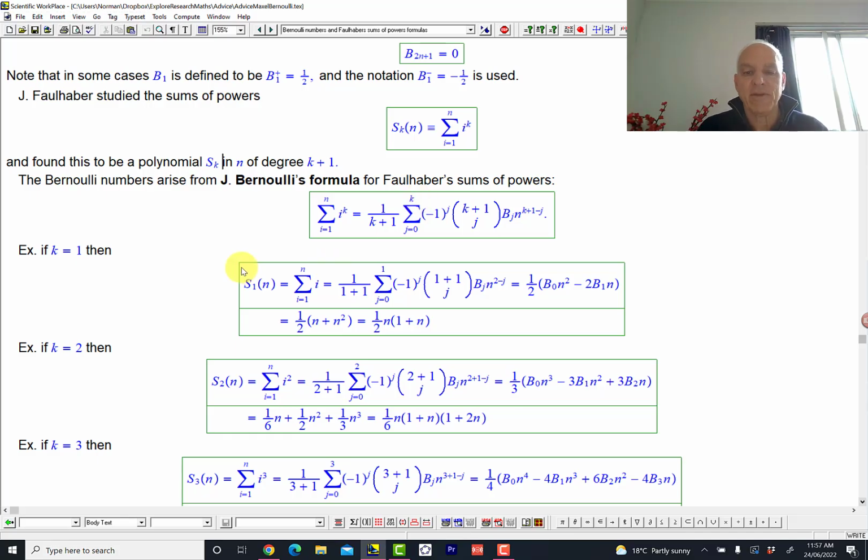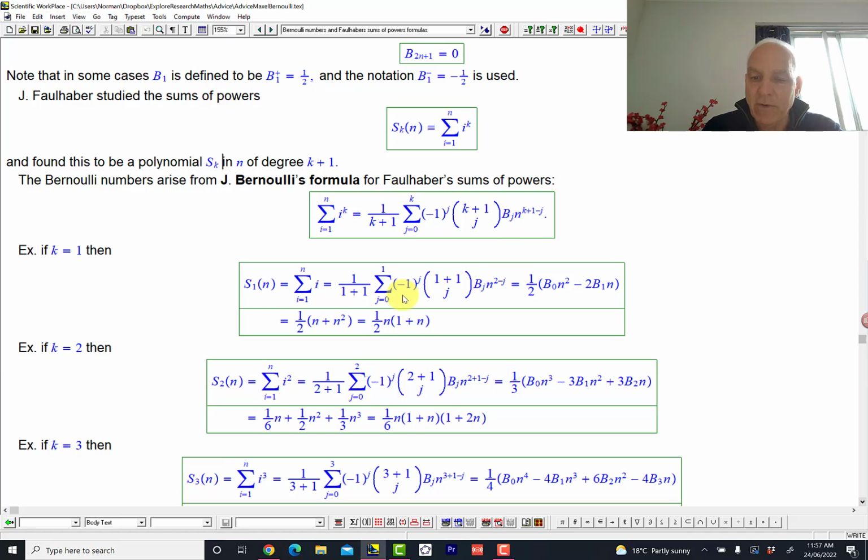So let's have a look at some examples. When k equals 1, then s sub 1 of n is just the sum of the natural numbers, i equals 1 to n of i. And the formula that we all know is that it's 1/2 n times 1 plus n. It's like a triangular number. But Bernoulli's formula says that we should take 1 over 1 plus 1, sum from j equals 0 to 1, minus 1 to the j, and then the binomial coefficient 1 plus 1 choose j, times b sub j, times n to the 2 minus j.